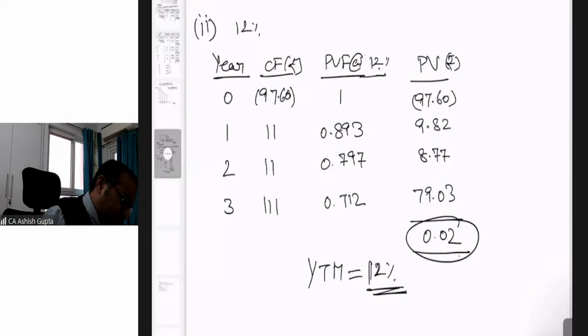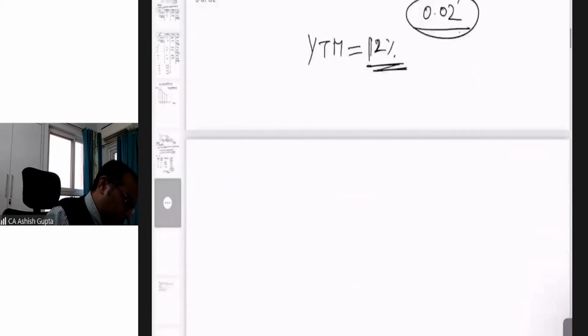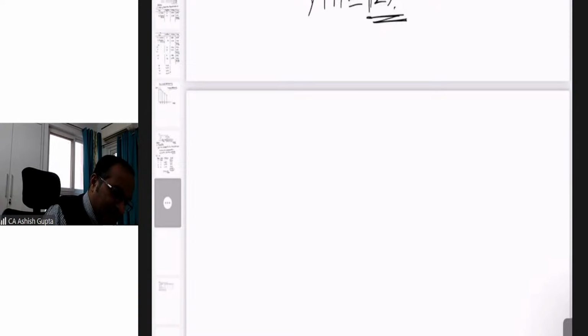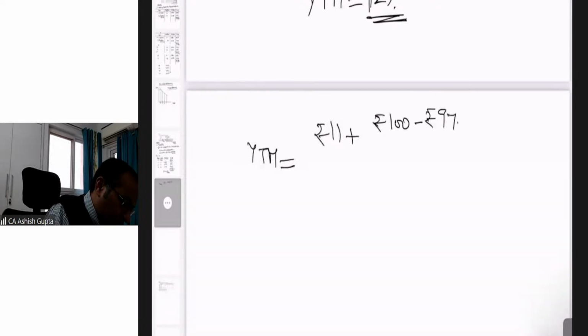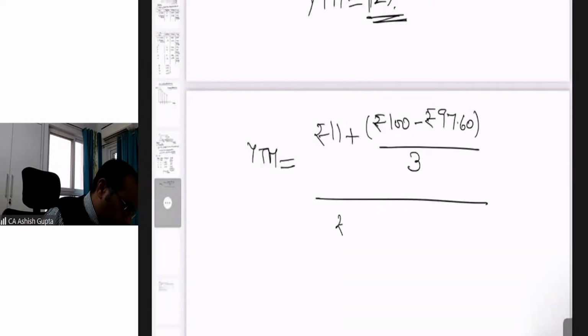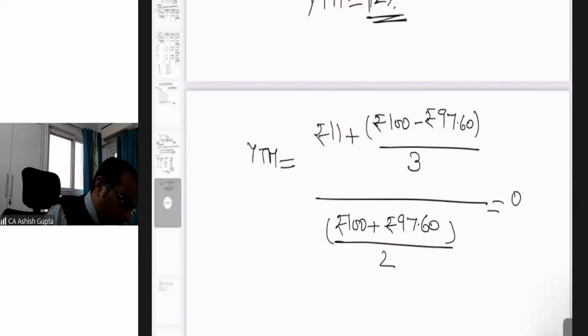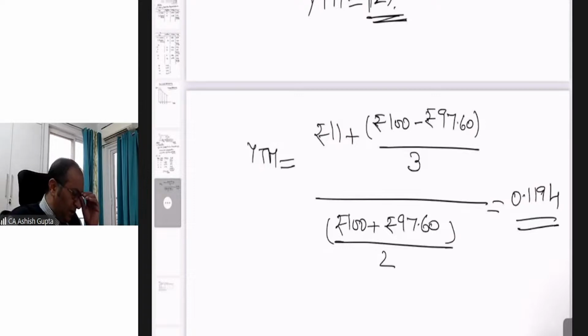Okay, student. There is one alternative formula. There is one approximation formula that you have discussed in your cost of capital. I'm just reproducing it here again. It will also give nearby values. It is an approximation formula.